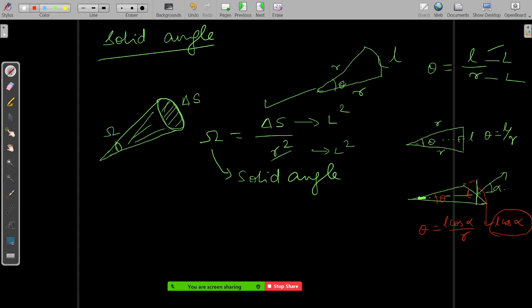Because this was your initial L, this line. This line was your initial L. So we don't want to consider that, but we want to consider some line which is perpendicular to it. So this particular line you have to take, and take a component of this in the perpendicular direction.